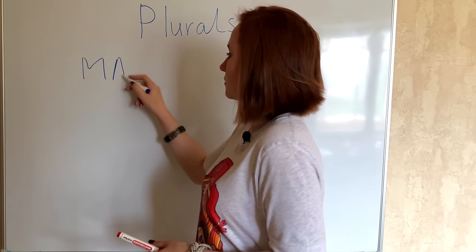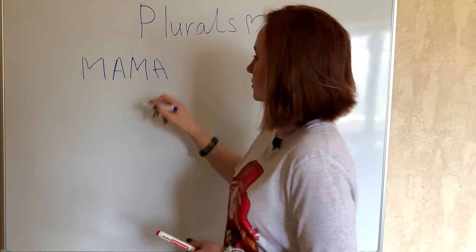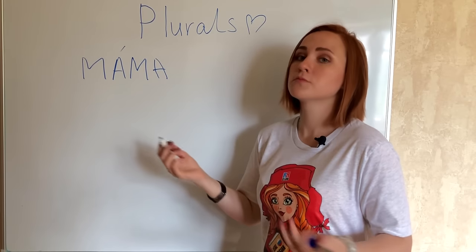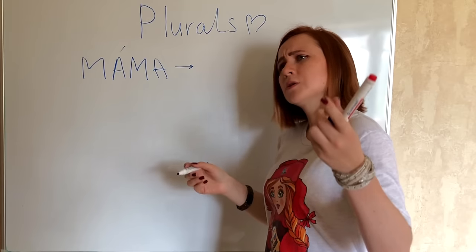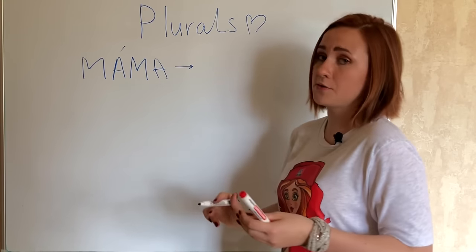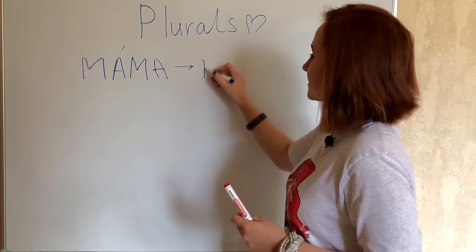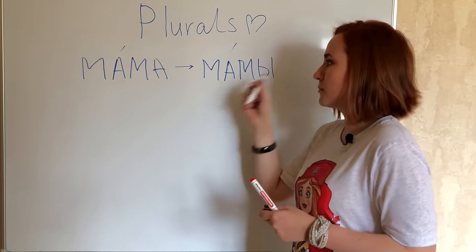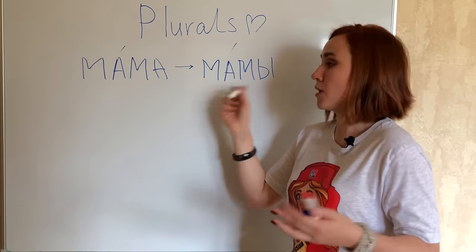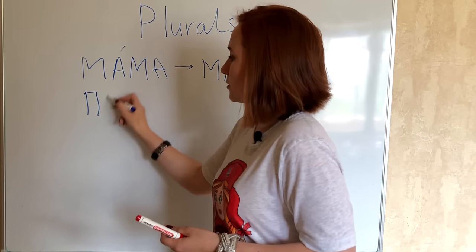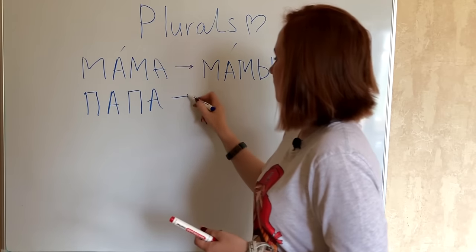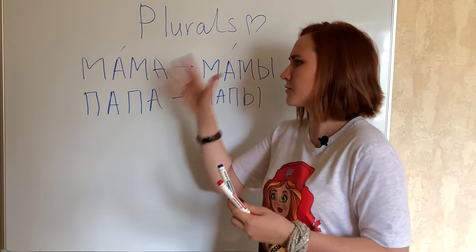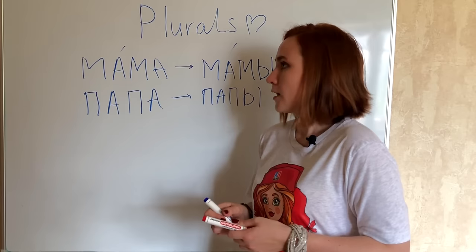I write the word, you think of how to make it plural. Мама. What do we do? We look at the ending. We see а here, so it turns to... Actually, I'd love to make you pause the video and think before I give you the answer, so the gears in your brain start to work. So here, we replace а with ы. Мамы. So it's mom and moms, mothers. Same with the word папа. Super easy. Папа, папы. But again, there will be several exceptions. I don't think we need to cover all of them now.